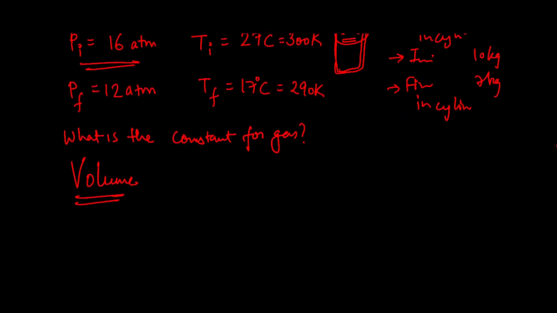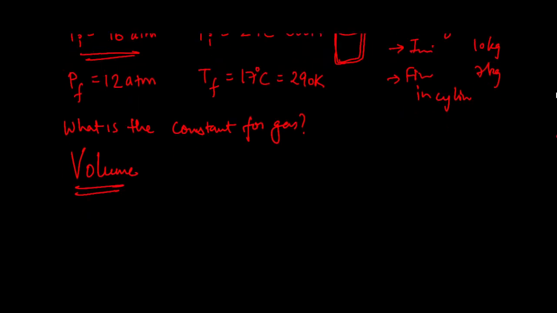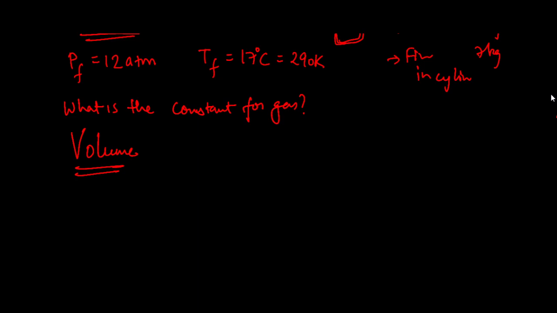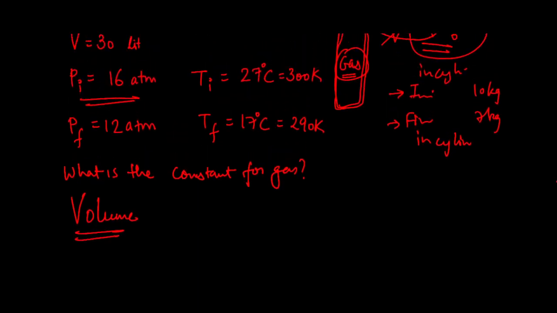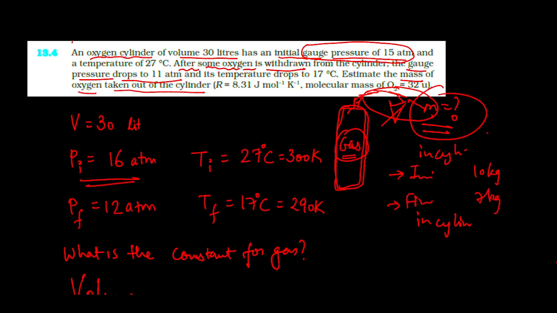See, we can use the ideal gas equation to take a ratio. Okay, but it is recommended that you find mass first, because ultimately we want to find what is initial mass, what is final mass, and we want to subtract.